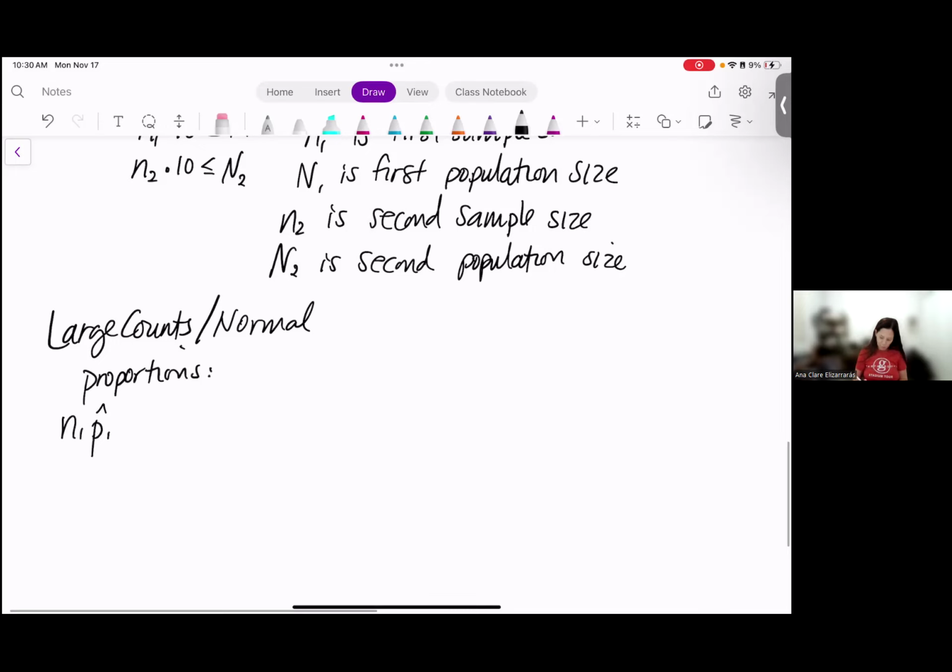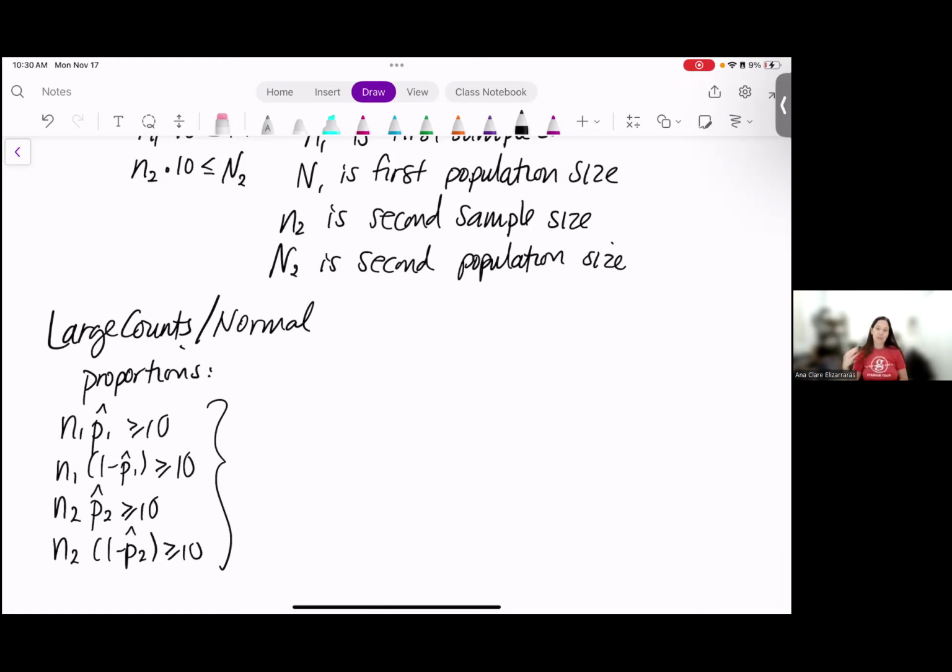N1 and P hat 1 have to be at least 10. N1 and 1 minus P hat 1 have to be at least 10. N2 and P hat 2 have to be at least 10. And N2 and 1 minus P hat 2 have to be at least 10. These are successes and failures for the two samples.